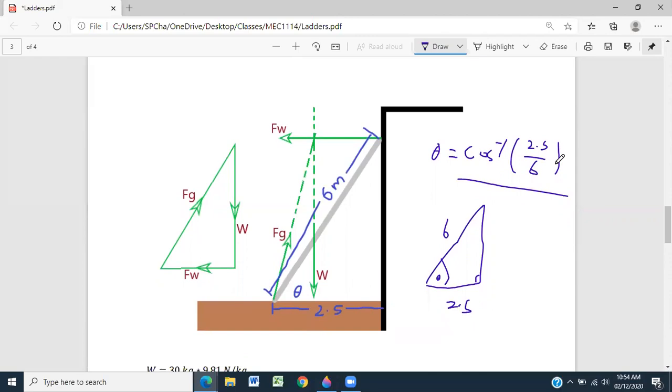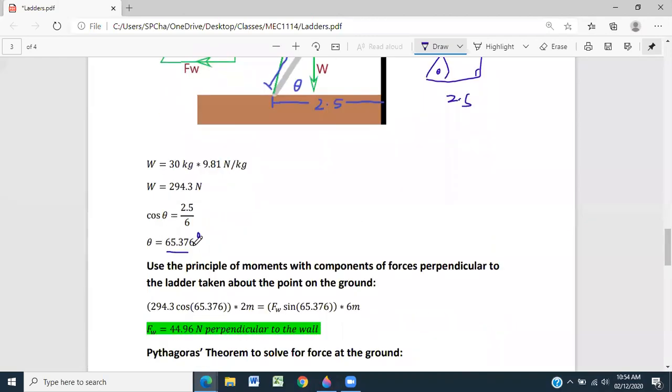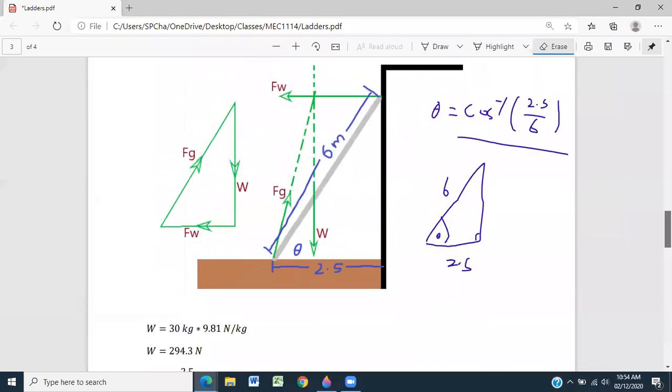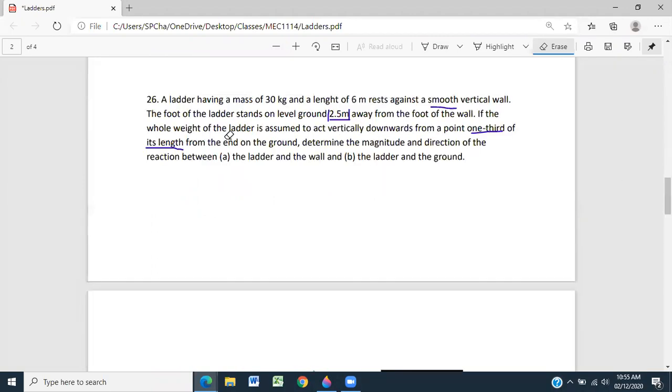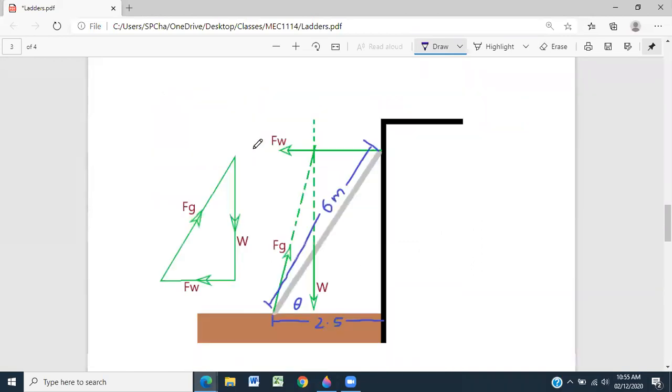Okay, sir. The cosine theta, right? Okay. 65.376 degrees. Simple, easy. Now, another thing that differentiates this question from the other one is that in the previous one, number 24, they said the weight acts at some point 2 meters from the bottom, so we just put 2. However, here they say the whole weight of the ladder is assumed to act vertically downwards from a point 1/3 of its length from the end on the ground. So from the end on the ground, some point 1/3 of its length is where the whole weight acts.